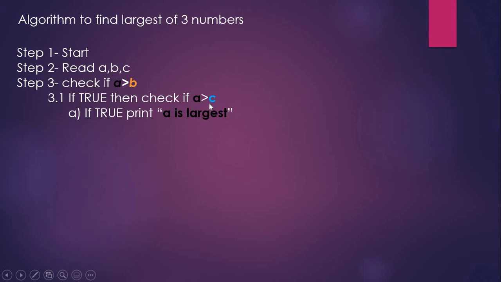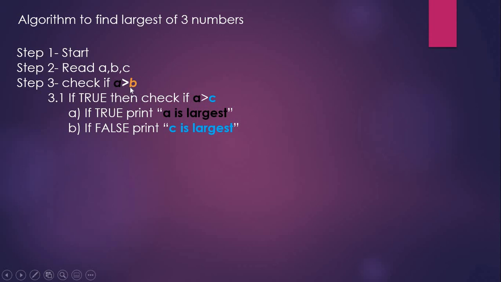If A is greater than C, if true, print A is largest. If this is false, if A is not greater than C, then C will be the largest. So if this is false, print C is largest. So this condition is checked if A greater than B is true.